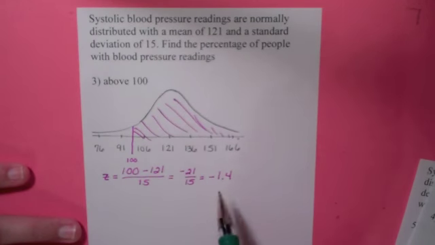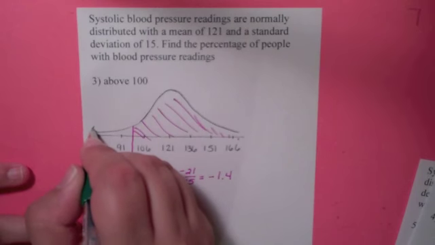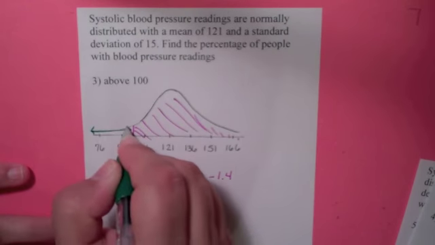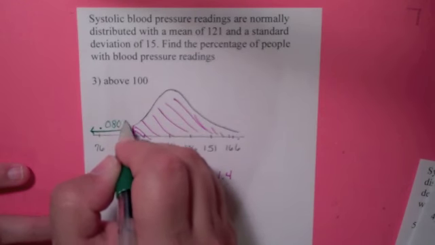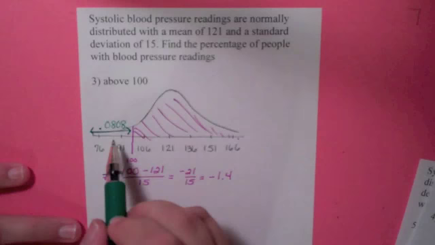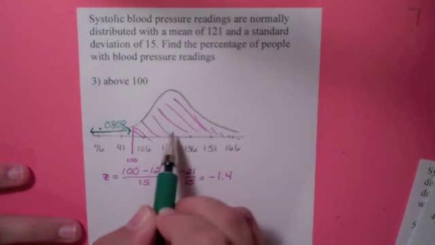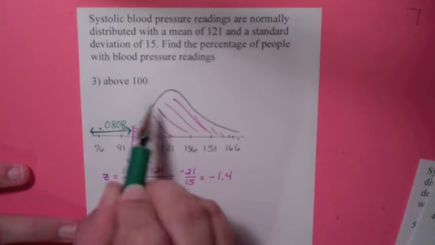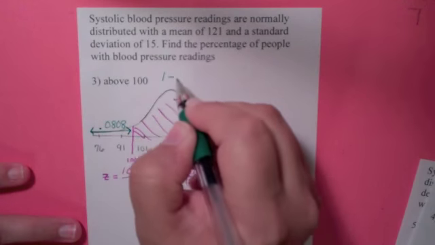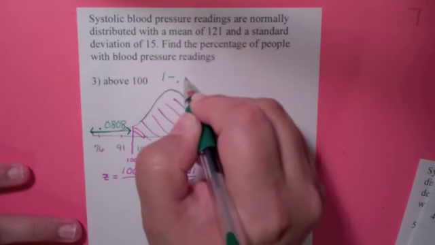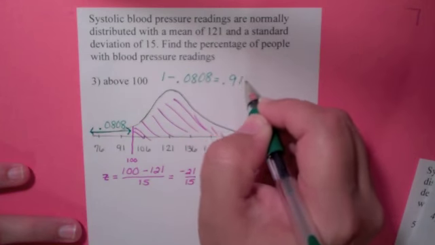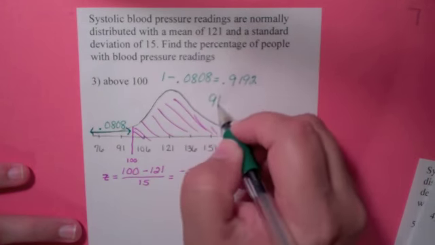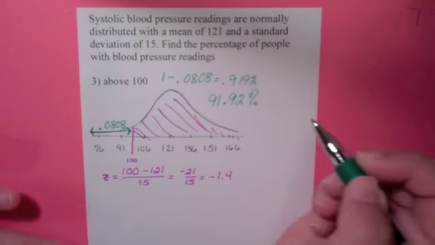So now I have a z-score. I'm going to look up that z-score of negative 1.4. And I'm going to recall that the table gives me area to the left. Okay, and the number I find is 0.0808. But that's the wrong side. I want the other side. And hopefully by now you're catching on. When we want the other side, subtract it from the whole, which is 1. 1 minus 0.0808, which is 0.9192, or in percent, 91.92%.